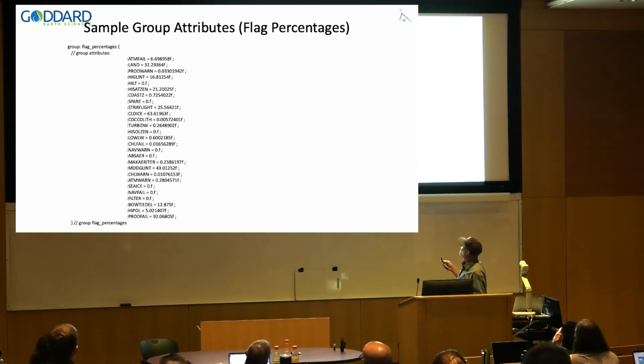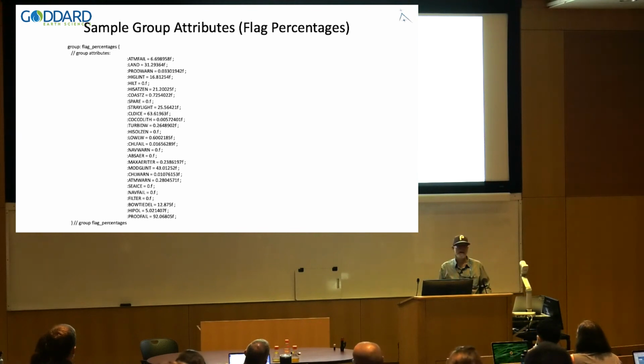All right. I said I was going to say something more about quality flags. I'm using this as an example of a group attribute. In our level 2 ocean color product, we have a set of group attributes which are the percentage of data that was lost to every quality flag, for which every quality flag was set.